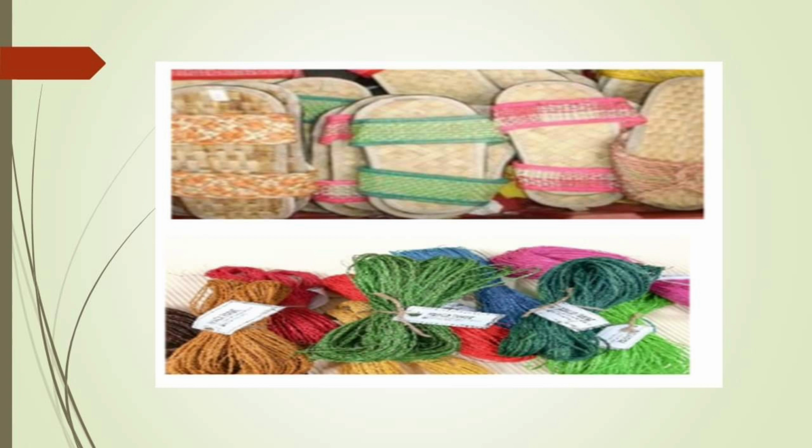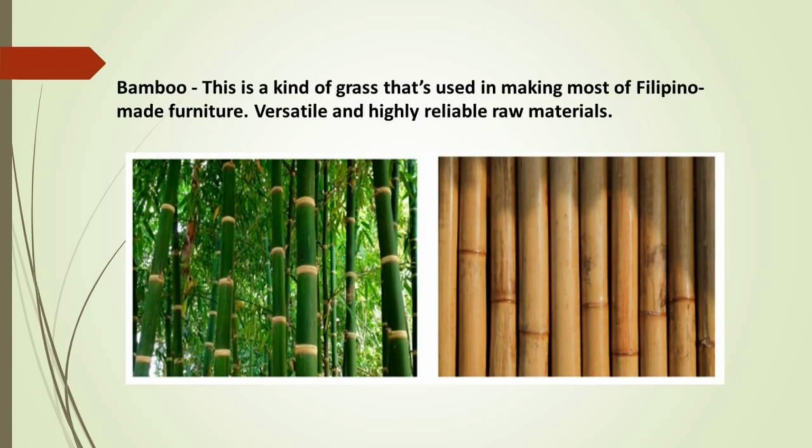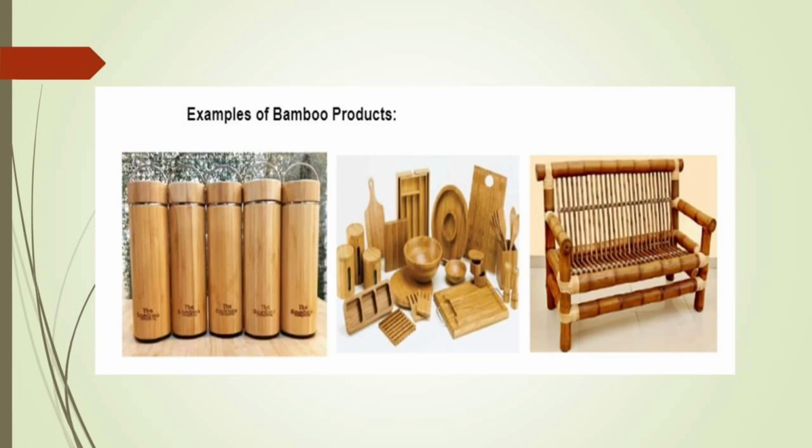Next, we have bamboo. This is a kind of grass used in making most Filipino-made furniture, a versatile and highly reliable raw material. We have examples here of our bamboo products. We have, of course, furniture, a coin bank, and tools that we can use in the kitchen. We have here a spoon, fork, chopping board, and many more.